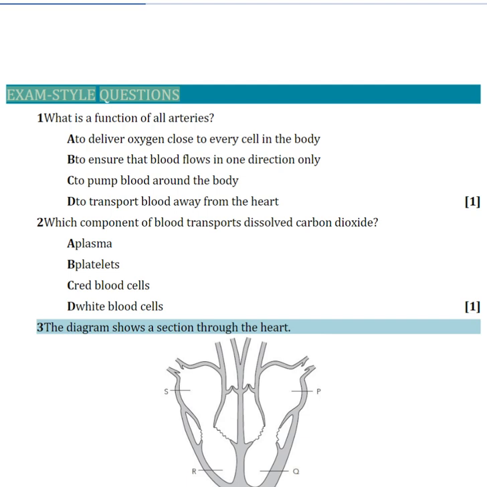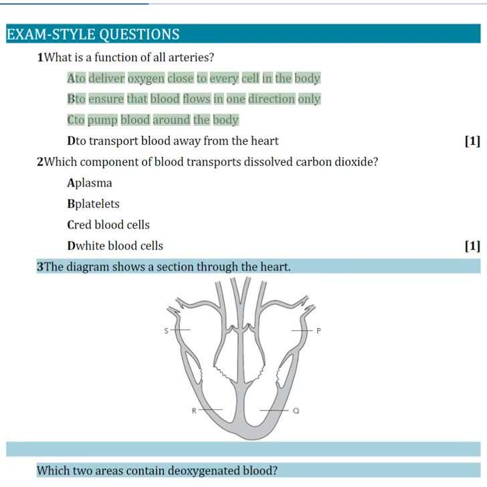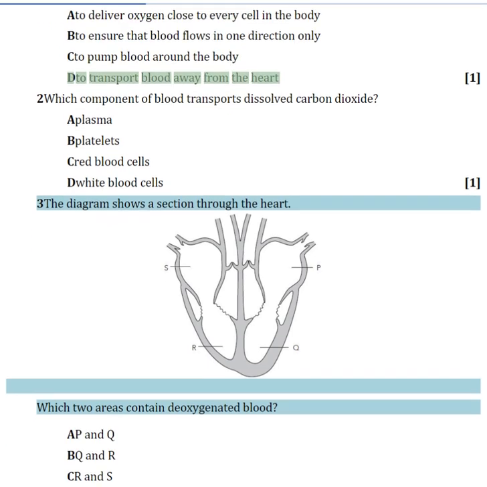Exam-style questions. 1. What is a function of all arteries? A. To deliver oxygen close to every cell in the body. B. To ensure that blood flows in one direction. C. To pump blood around the body. D. To transport blood away from the heart.